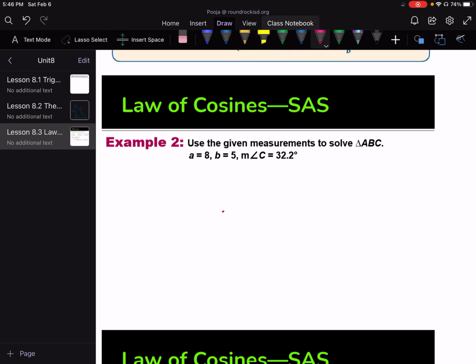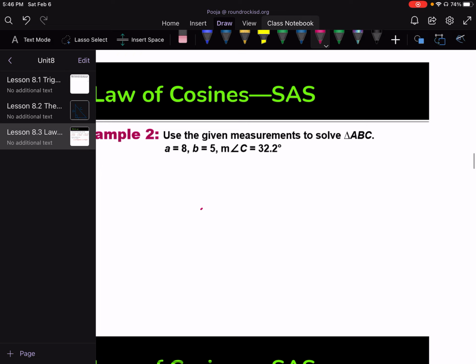All right, here's an example. Use the given measurements to solve triangle ABC, and obviously they did not give me the triangle, so let's draw triangle ABC to the best of our abilities. Angle C looks like it's 32.2. Now, it does not matter which one I label C, so I'm going to go ahead and label this one C. And then I also label, hey, this is 32.2 degrees.